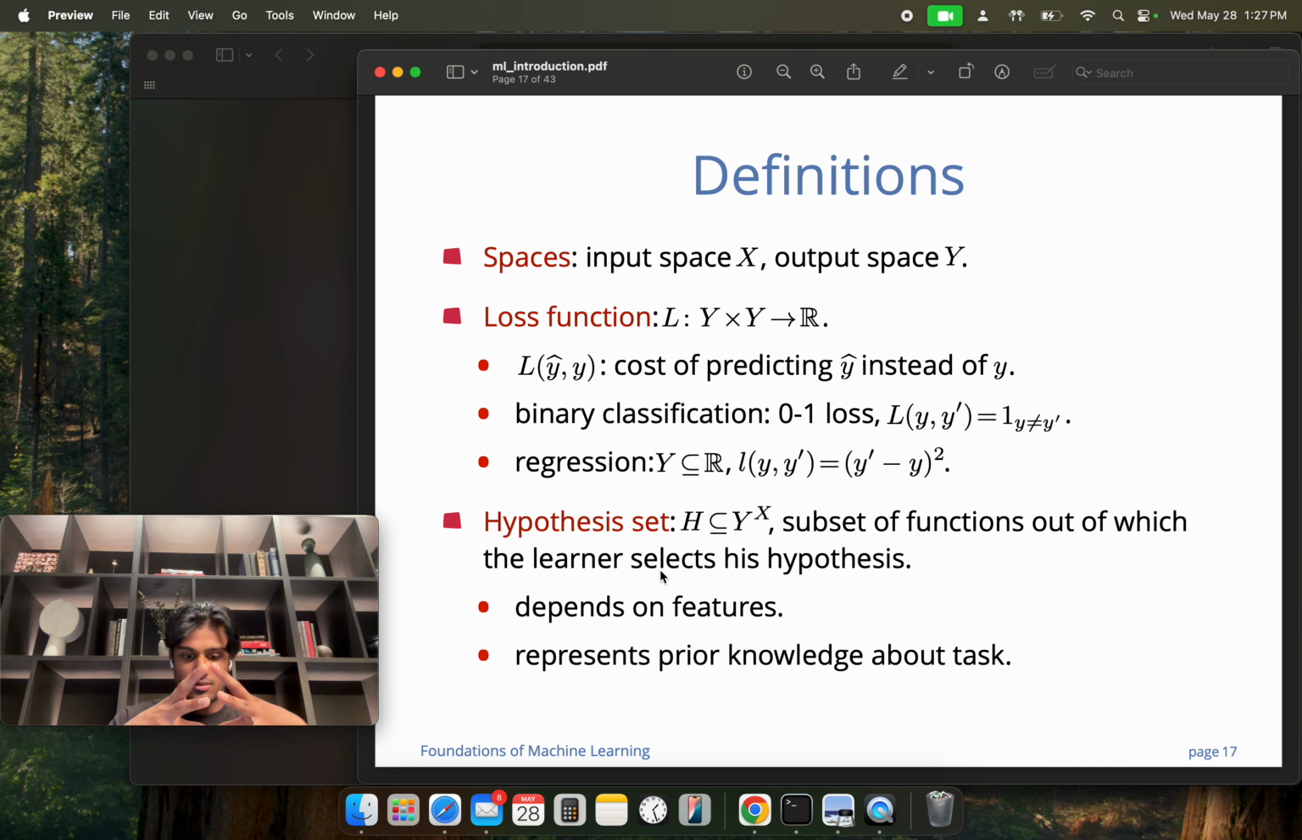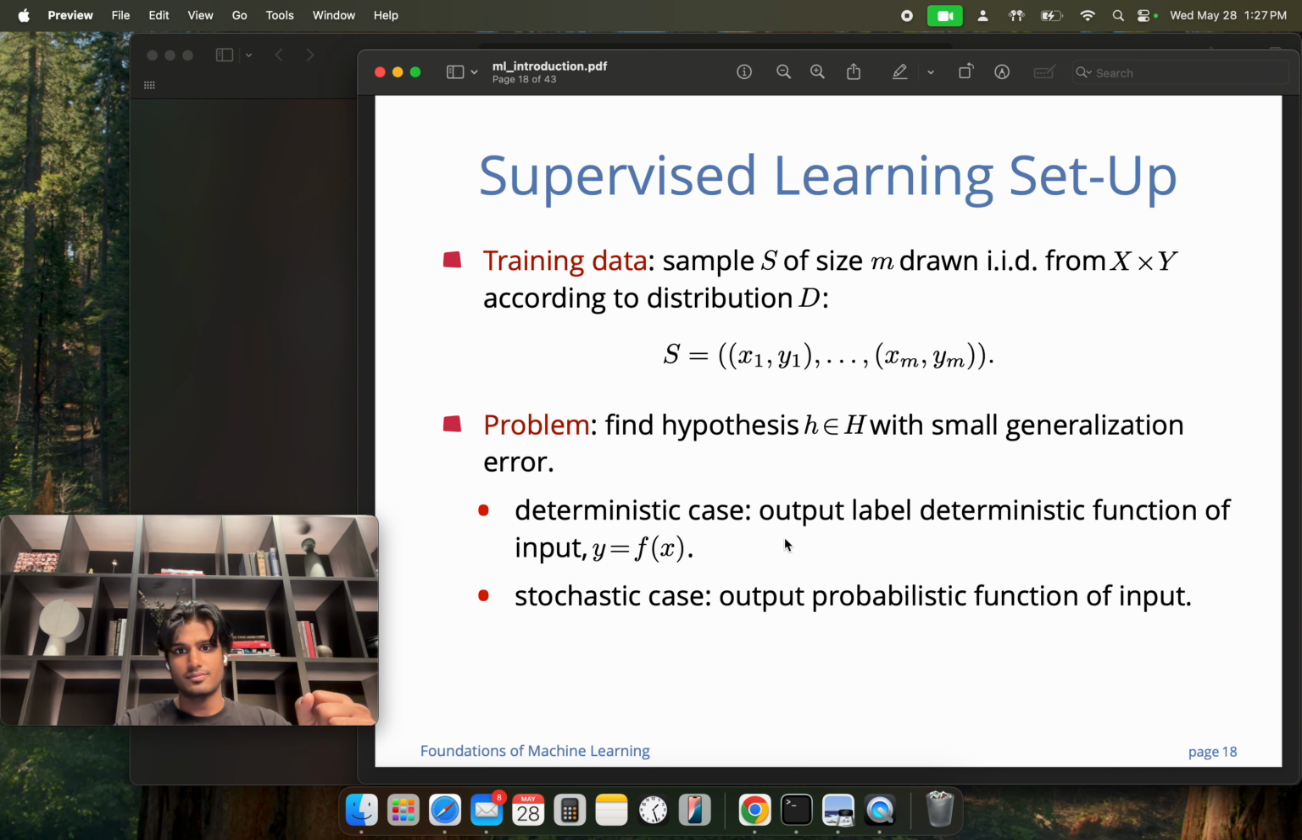So out of which the learning algorithm selects one hypothesis, and that hypothesis is a function which goes from x to y, and then we can evaluate the loss on that hypothesis. So how the algorithm chooses, it will depend on the features, it depends on the prior knowledge about the task, it depends on all of this. This is another critical task that one needs to do. This is just mathematically formalizing what hypothesis set means.